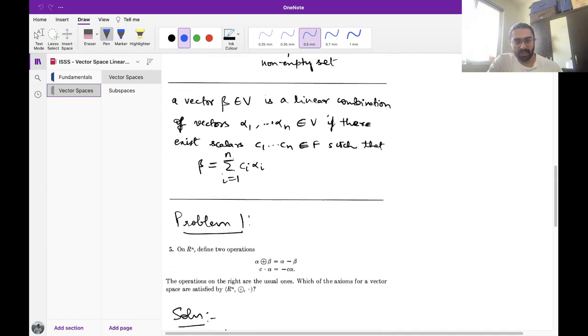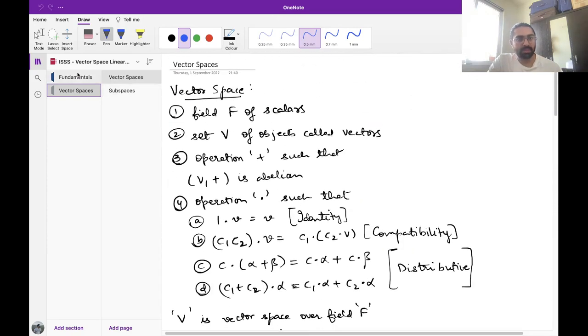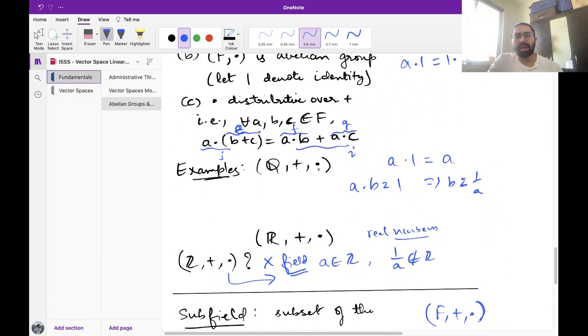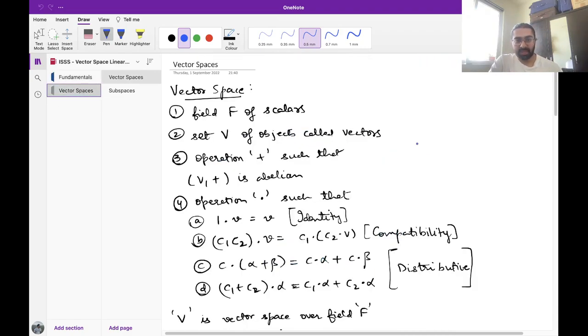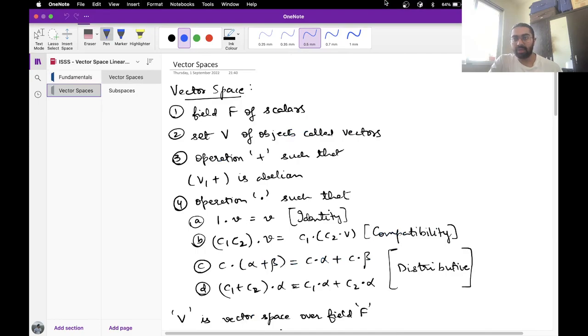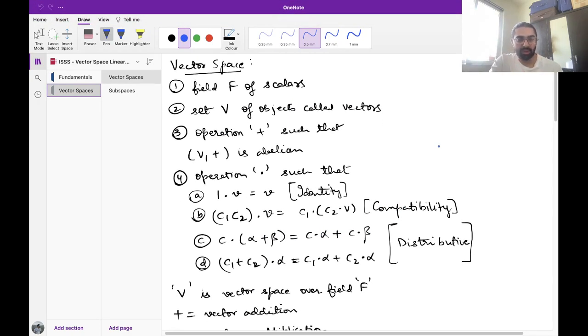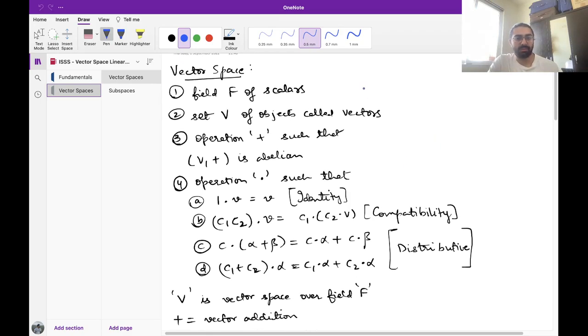I'm thinking, should we start vector spaces? Any doubts till now? All clear? Yes, sir. Okay, good. I'll just introduce what vector spaces mean, and then we'll discuss in more detail examples of vector spaces.